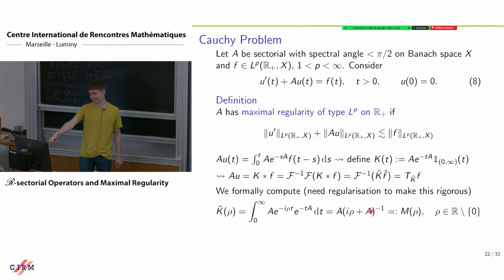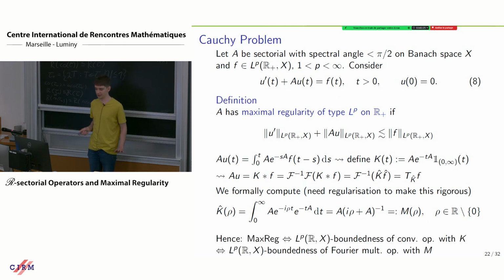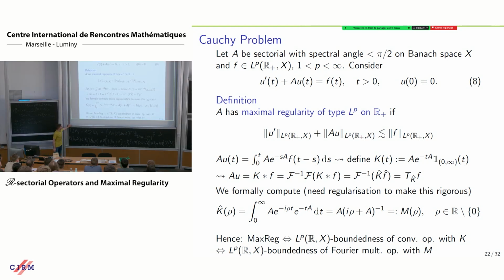And we plug in this resolvent here. So A times the resolvent at i times rho. And the nice thing is, due to the sectoriality assumptions, we know that the imaginary axis belongs to the resolvent set. So this is well defined. And we call this the multiplier function m of rho. So what in the end we should get is that maximal regularity is equivalent to L^p boundedness of the convolution operator with k, which in turn is equivalent to the L^p boundedness of the Fourier multiplier with the multiplier function m.